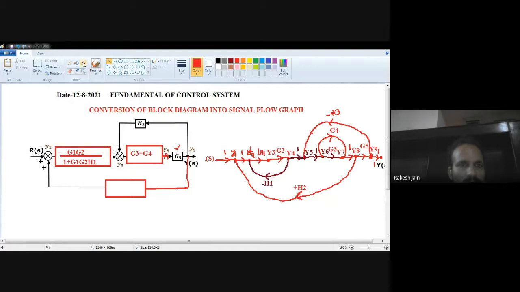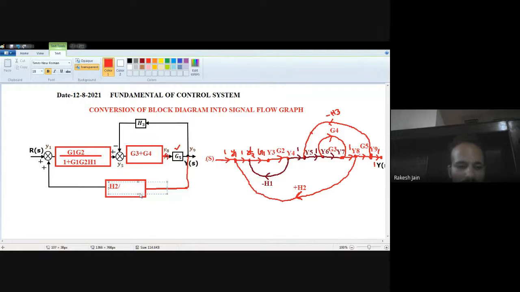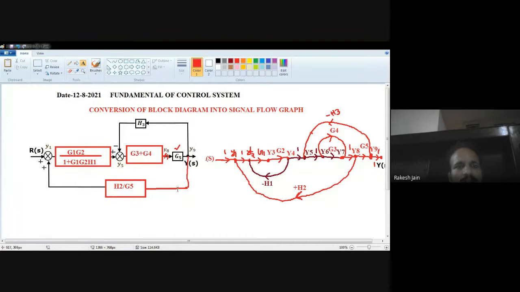Okay, H2 divided by G5. Now see, again there is a cascade form: the G3 G4 blocks come in cascade with G5. So they will be multiplied. G3 will be multiplied with G5 as well as G4 will be multiplied by G5. So it will be G3 G5 plus G4 G5. I write down this thing, G3 G5 plus G4 G5.